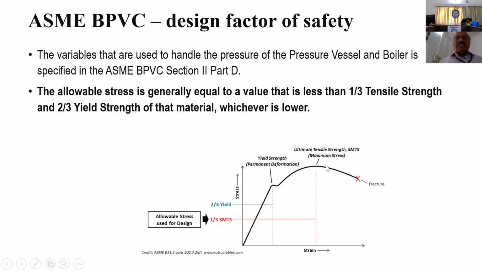So if you look at this sketch here, you see that this is where you have the 2/3 of yield strength, and this is the 1/3 of the tensile strength. So 1/3 tensile strength is lower than 2/3 of yield strength. So that means that the allowable stress is given by 2/3 of the yield strength of the material.